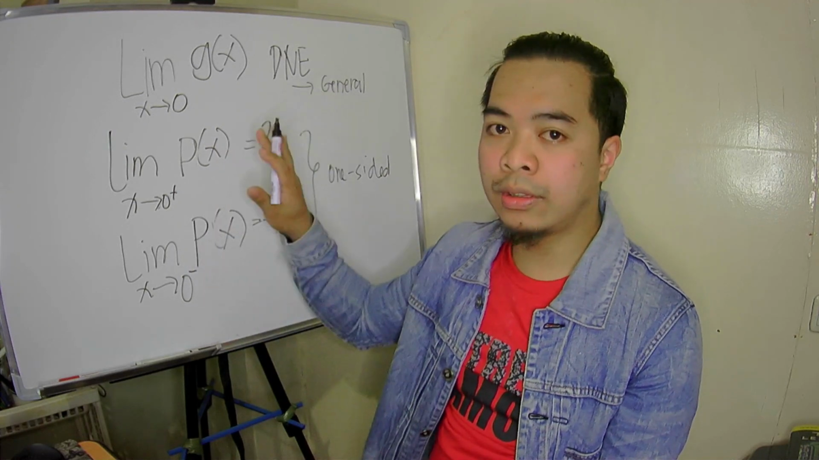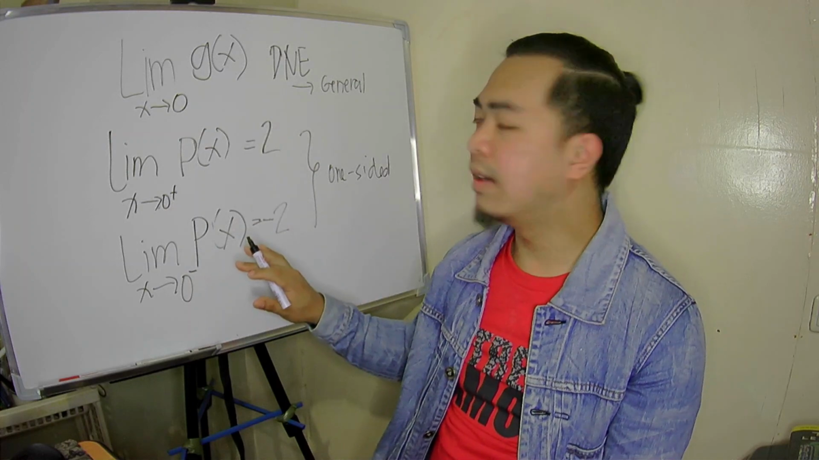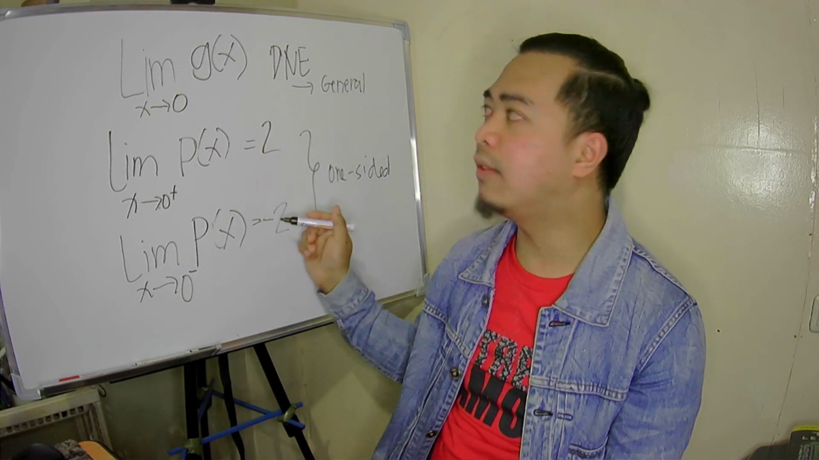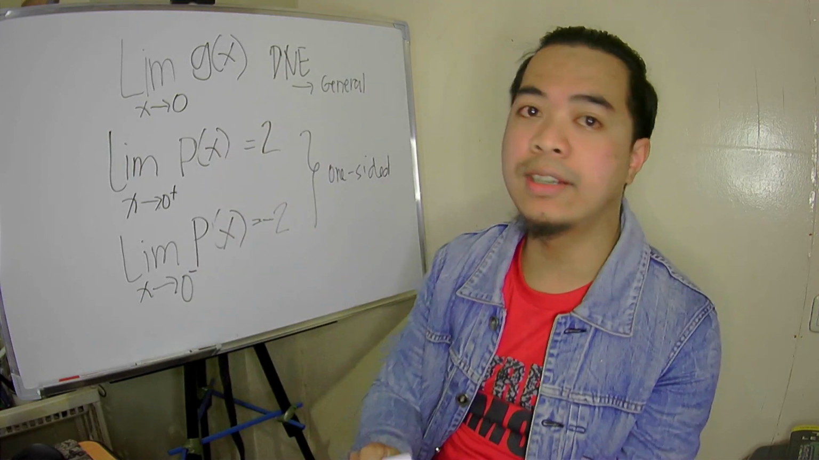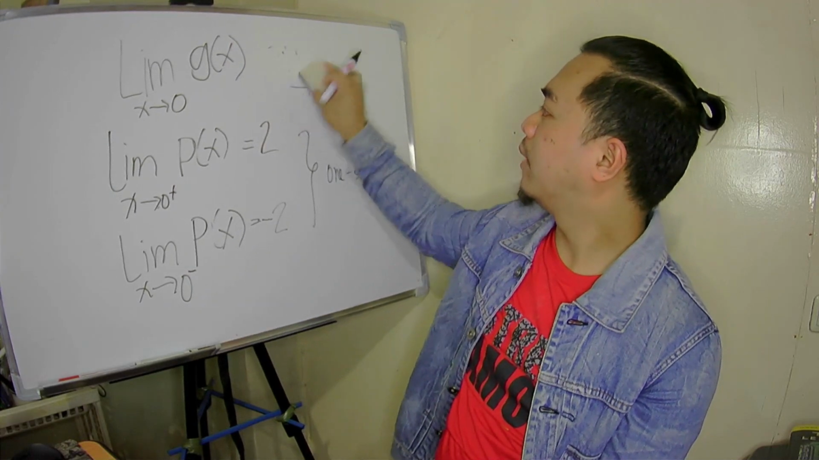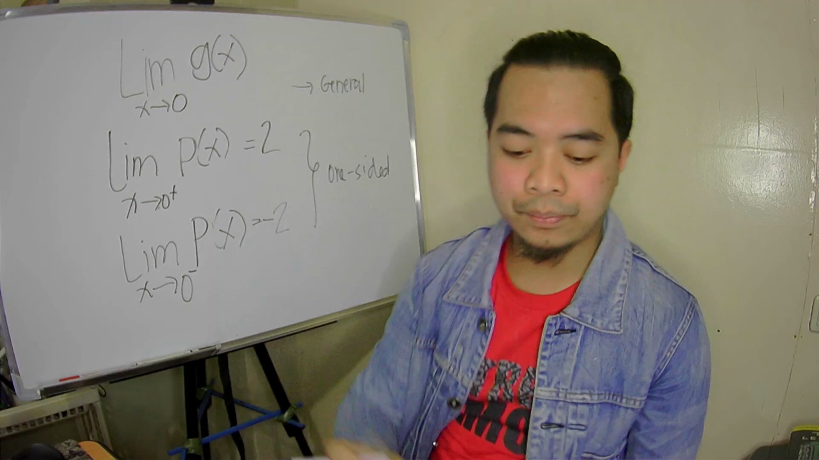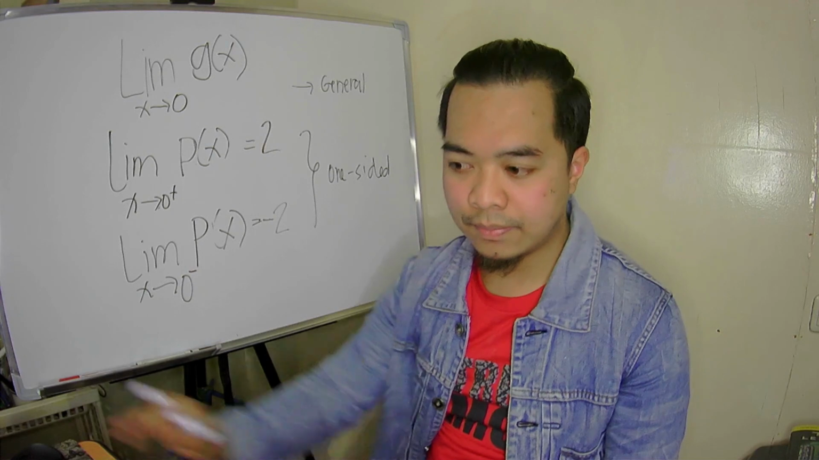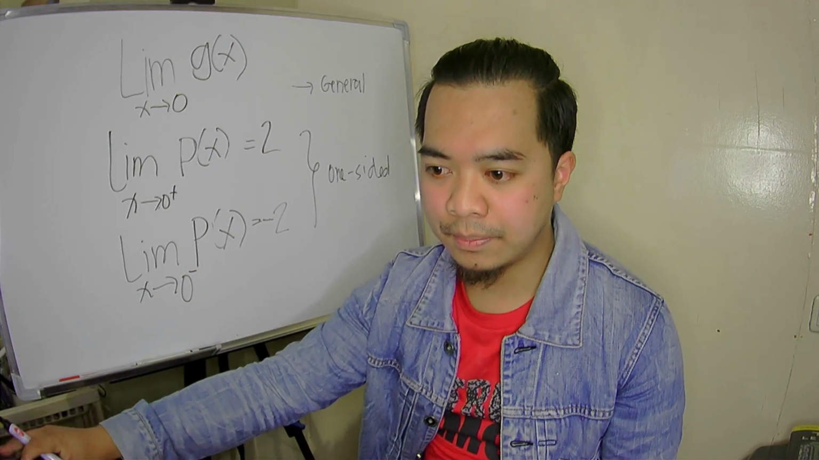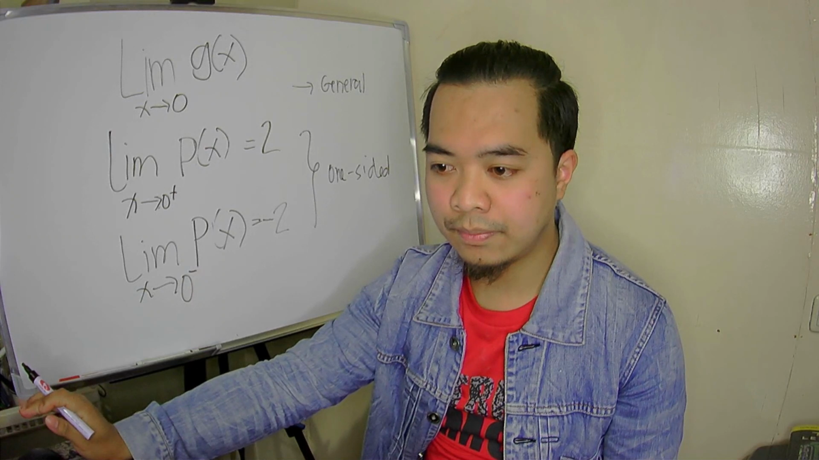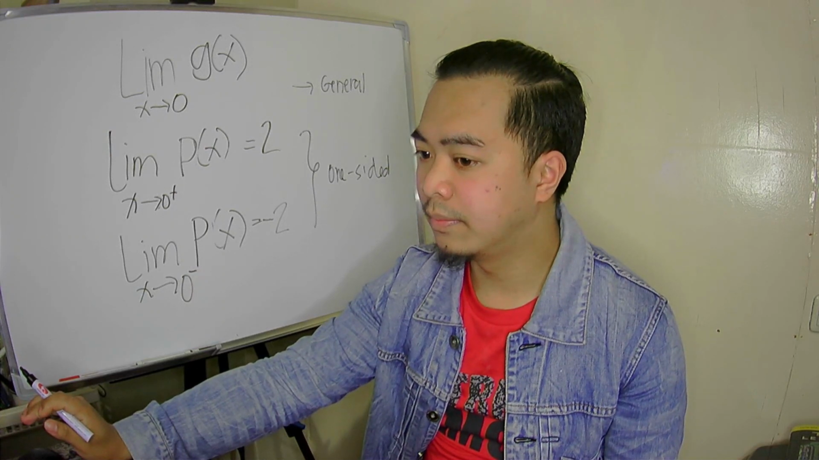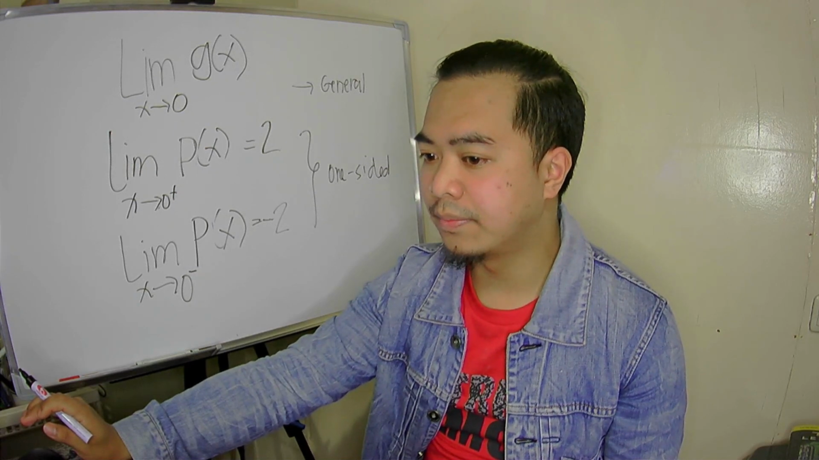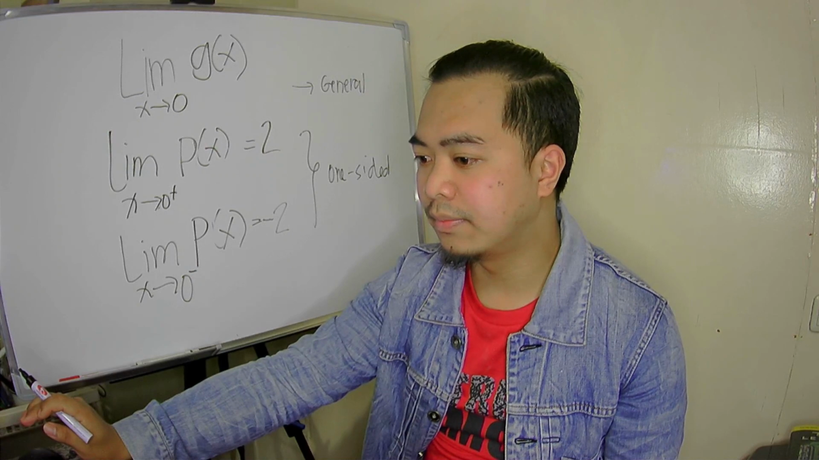Take note that the two one-sided limits exist. Hindi siya DNE. It exists. It's positive 2 and negative 2. But what should we write as the general limit? Ano yung isusulat natin na value dito? Anyone? Sir. Yes. The limit of p of x does not exist because the limits from each side are not equal.